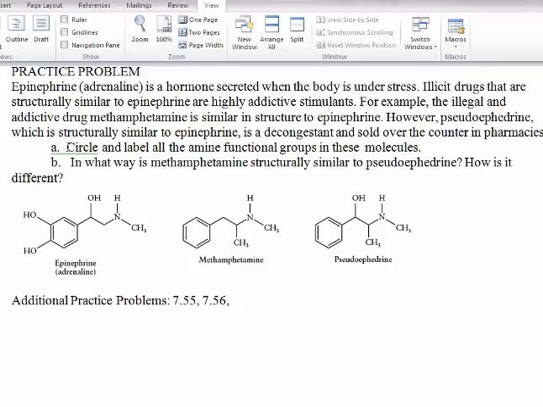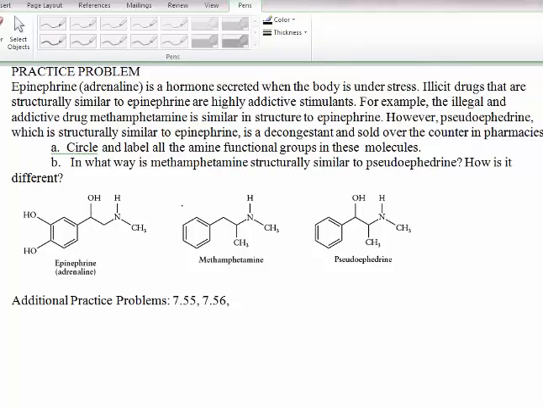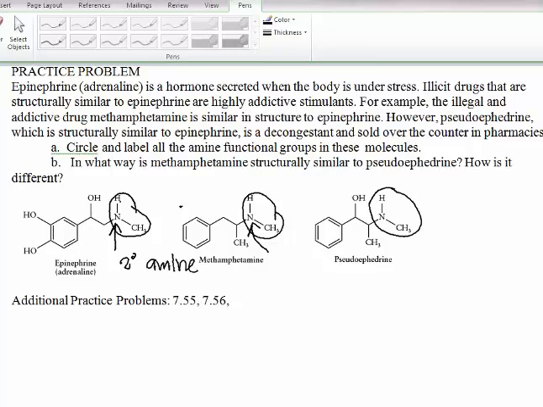So, the first part of the question asks us to circle and label all of the amine functional groups in these molecules. Remember that an amine has 3 single bonds to it. Some may be hydrogens, some might be R groups, but there are 3 single bonds to the nitrogen. So here's a nitrogen in epinephrine. The amine functional group is right there. We said that methamphetamine and pseudoephedrine have similar structures, so the amine functional group is found in pretty much the same location on all 3 of these molecules. And they are all secondary amines. So there's 1 H and 2 R groups attached to all of these.